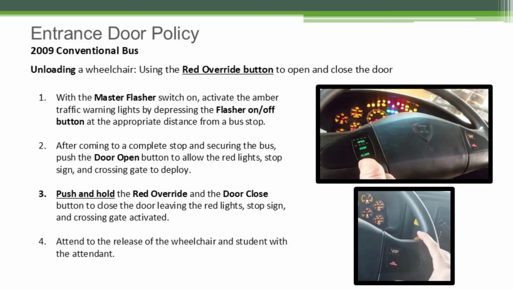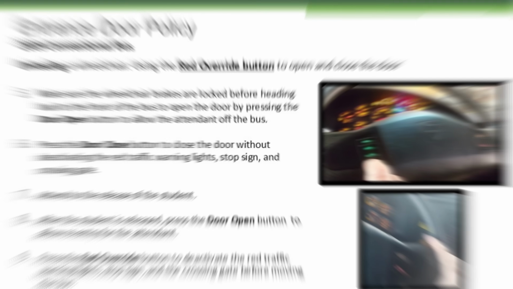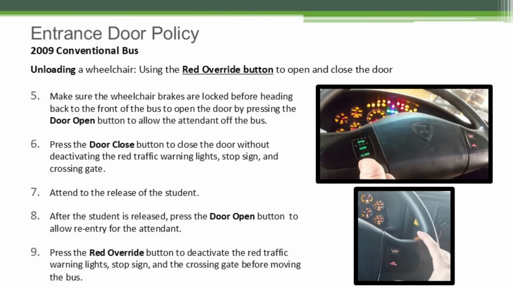3. Push and hold the red override and the door close button to close the door, leaving the red lights, stop sign, and crossing gate activated. 4. Attend to the release of the wheelchair and student with the attendant. 5. Make sure the wheelchair brakes are locked before heading back to the front of the bus to open the door by pressing the door open button to allow the attendant off the bus.